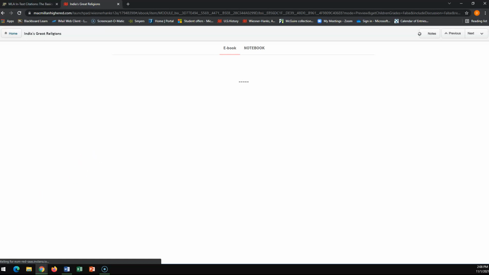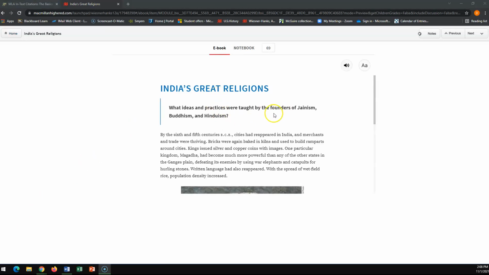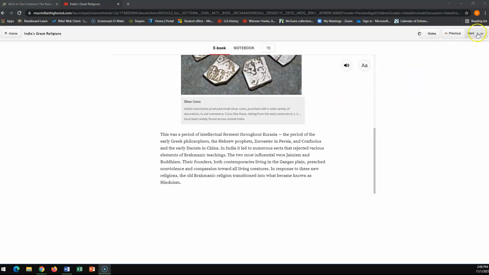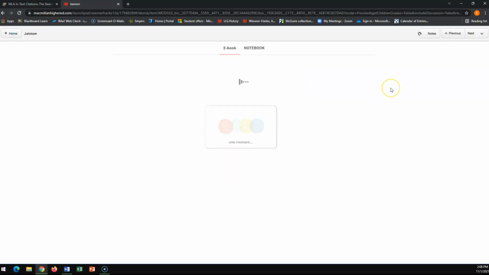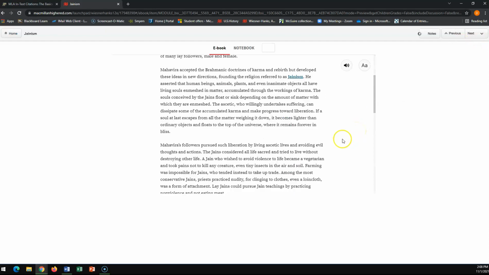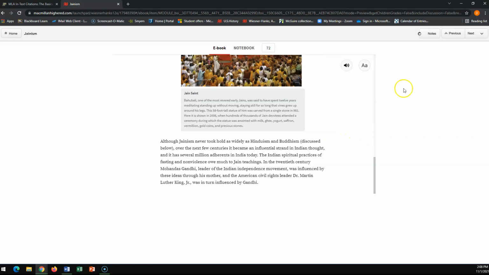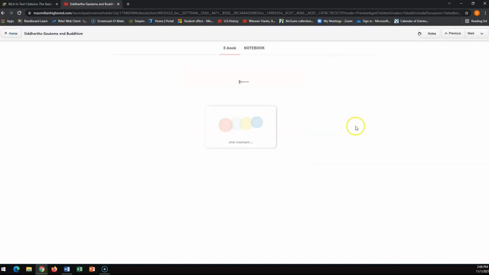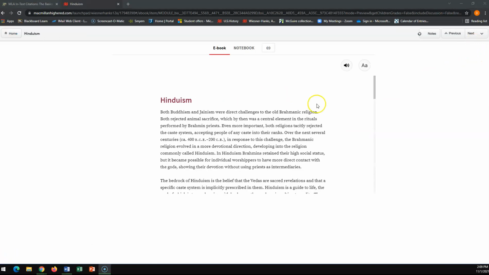I'm waiting for it to load. So it lists all the religions up here, right? Jainism, Buddhism, Hinduism. This is on page 69, but it doesn't talk about Hinduism. That's the one that I would like to write about. So I'm going to go forward in the book. I'm going to click next and keep looking for it. Or if you have the print version, you can just turn the page, right? So there's Jainism. This one is about Buddhism. So here's Hinduism, and let's say that I want to summarize this chapter.